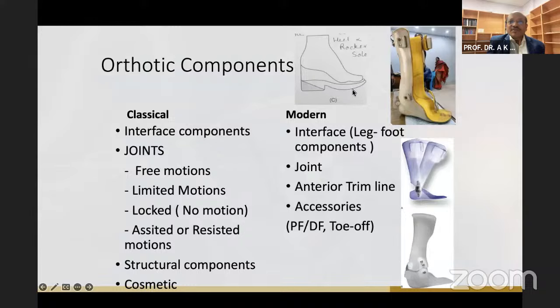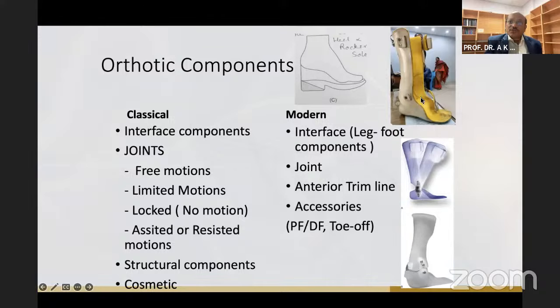And now see the front part of the sole. Front part of the sole is a rocker sole. So rocker sole, basically, this apex should be just behind the head of the metatarsal, so that there is no movement occurring at the metatarsophalangeal joint. Still, there is this rocking, and because of the rocking action, that will simulate the flexion at the metatarsophalangeal joint, and that will help in locomotion.